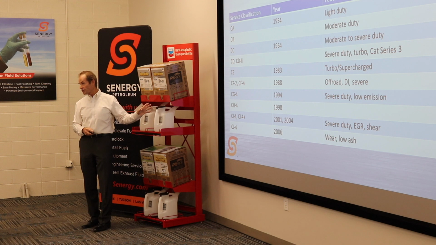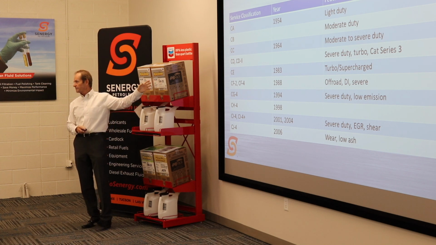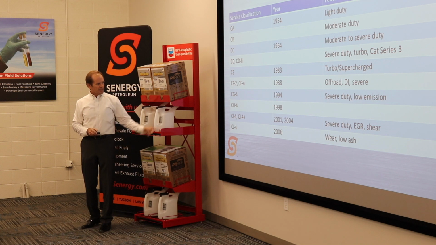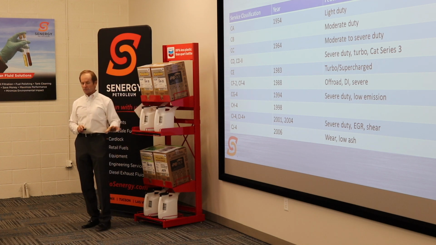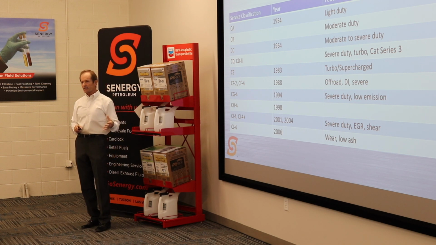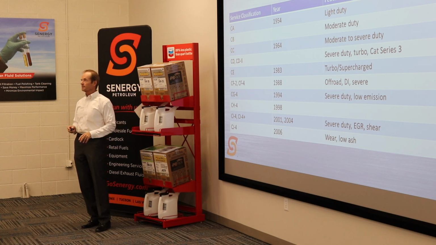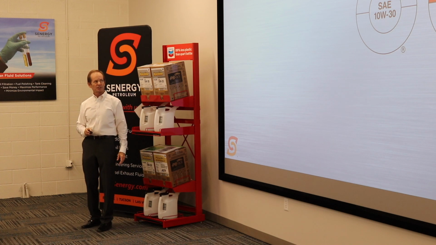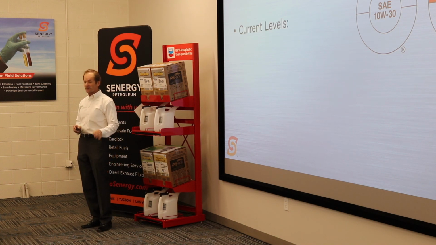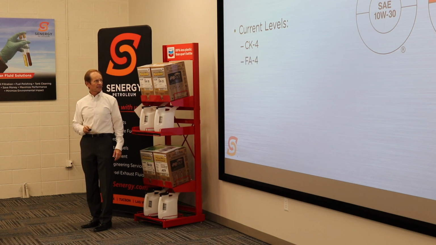You'll notice the engine oils all start with S in the API. That's because they're all spark-ignited gas engines. C series are compression-ignited diesel engines. 2006 was the CJ4 specification, but at the end of 2016, API released two new classifications. Okay, the two new classifications were CK4 and FA4. All right, so that's where we're at currently. CK4 and FA4.